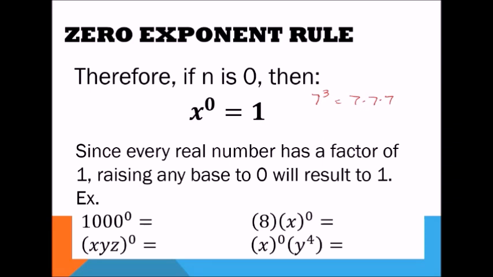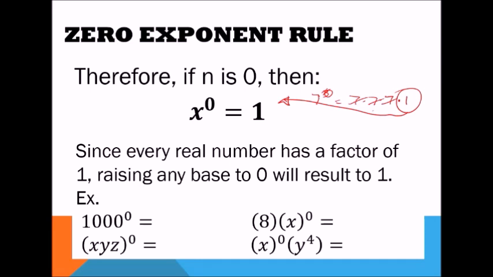But kailangan din natin tandaan na lahat ng number may factor siya na 1. So ito man ay 7 times 7 times 7, may times 1 yan, hindi na lang sinusulat. So ibig sabihin kung mag-0 man ito at mawala ito, may 1 ka na maiiwan doon. So doon po galing yung ating zero exponent rule. Since every real number has a factor of 1, raising any base to 0 will result to 1.